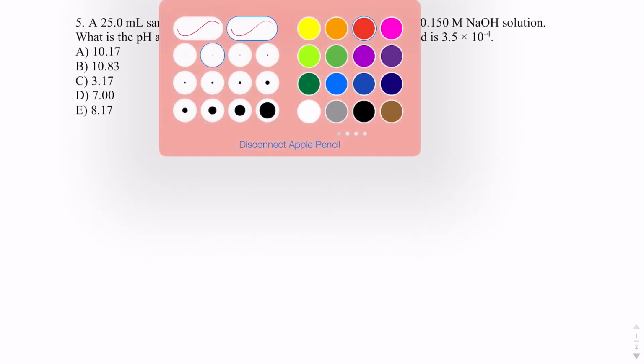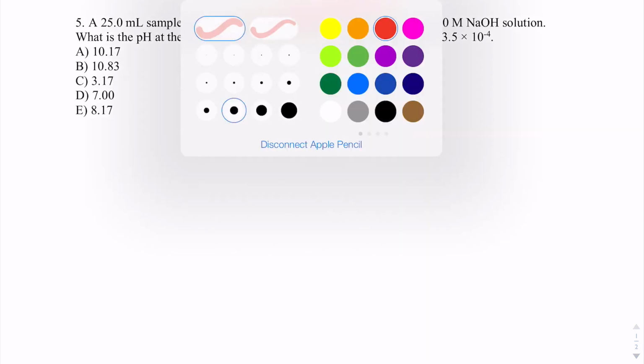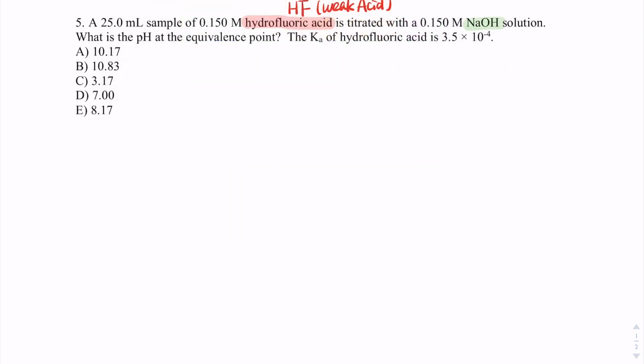So what is it? It's HF, so it's a weak acid. Again, this is coming from your strong acids and strong bases, so that should be straightforward. That's a weak acid. And then you keep on reading. I also have NaOH, and that's your strong base.